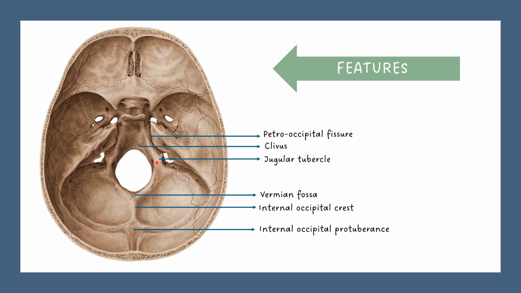The jugular tubercle is medial to the lower margin of the jugular foramen here. It is a rounded elevation and so called the jugular tubercle. So it is located anterosuperior to the internal opening of the hypoglossal canal. So here we have the hypoglossal canal, and it is situated anterosuperior to it. It is grooved by the 9th, 10th and 11th cranial nerves, that is glossopharyngeal, vagus and accessory nerve.